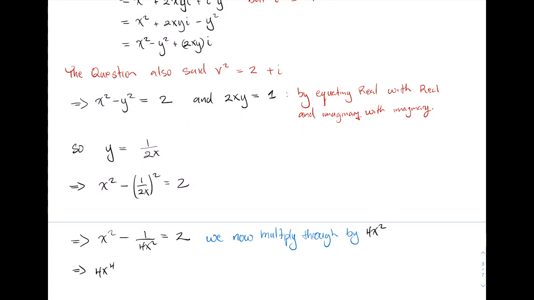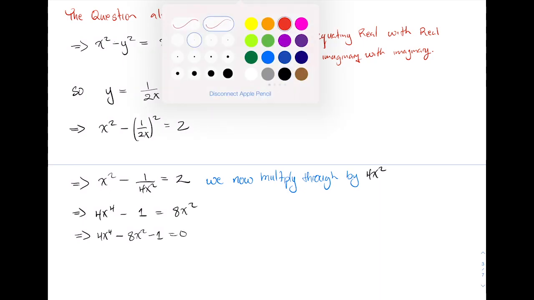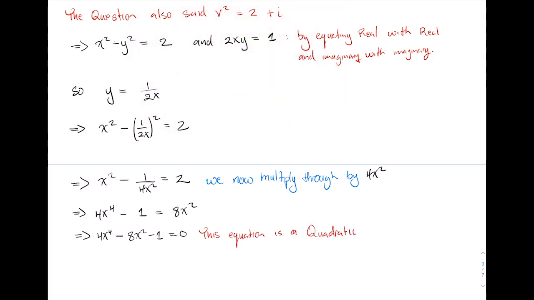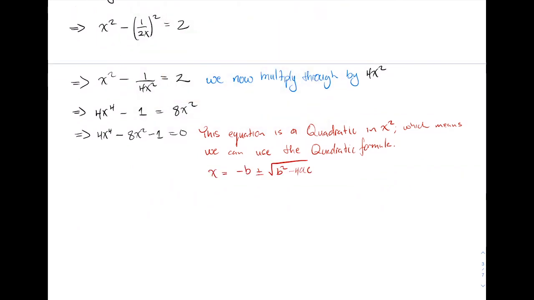This then gives us 4x raised to the 4th power minus 1 equals 8x squared after multiplying throughout. We then realize that we have 4x to the 4 minus 8x squared minus 1 equals 0 after bringing everything to the left-hand side. And then we realize this equation is a quadratic in x squared, which means we can use the quadratic formula. x equals minus b plus or minus the square root of b squared minus 4ac all divided by 2a. So here we have x squared equals 8 plus or minus the square root of 8 squared minus 4 times 4 times -1, all divided by 2 times 4.